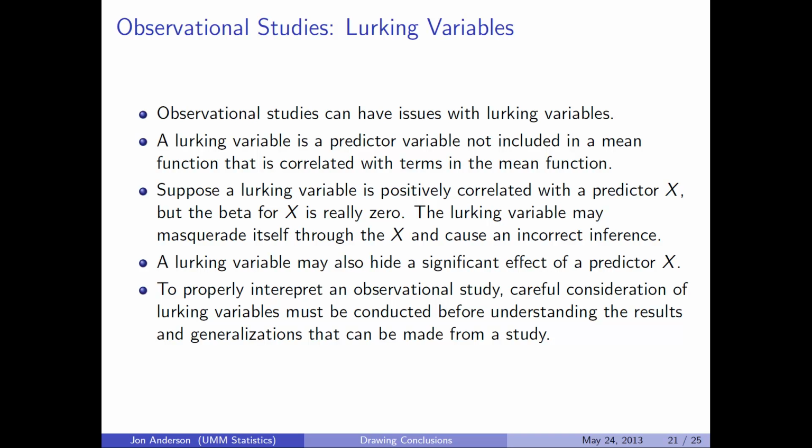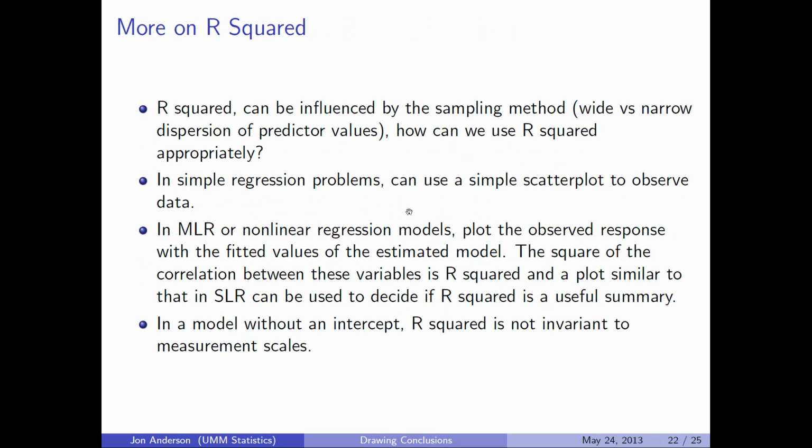The opposite thing can happen as well. You can have a lurking variable that may hide an effect of x that is really there, but the lurking variable may conceal it by muddying up the waters. So the big word of warning on observational studies is to think carefully about what the lurking variables are and what their impacts might be before you try to generalize results, and probably not even think about any kind of causal relationships that are going on from an observational study.